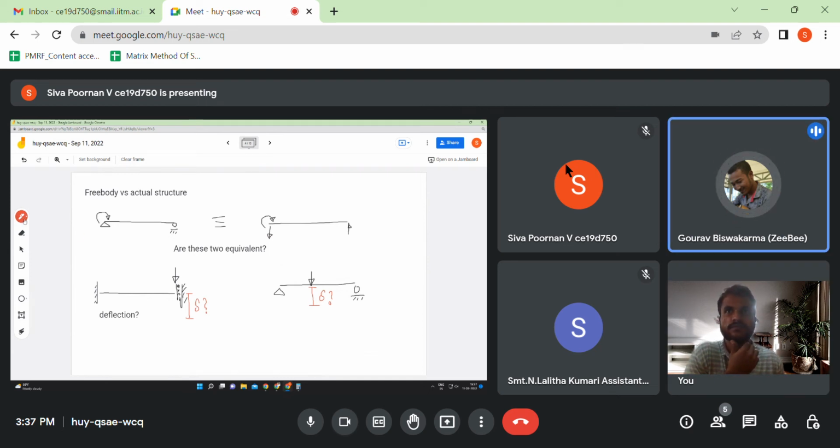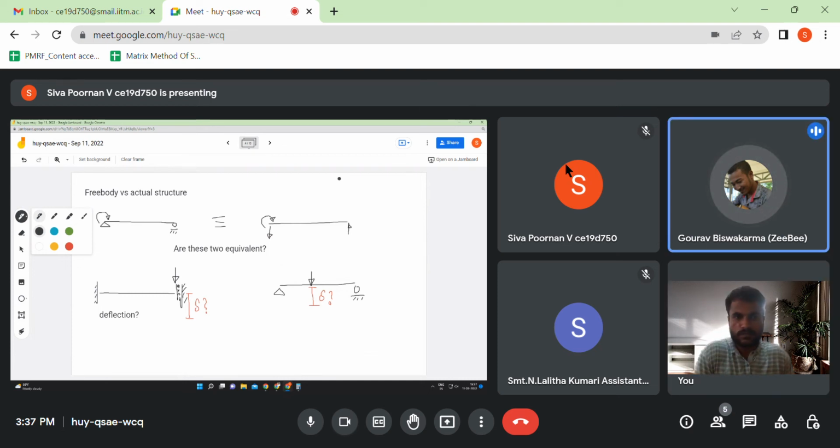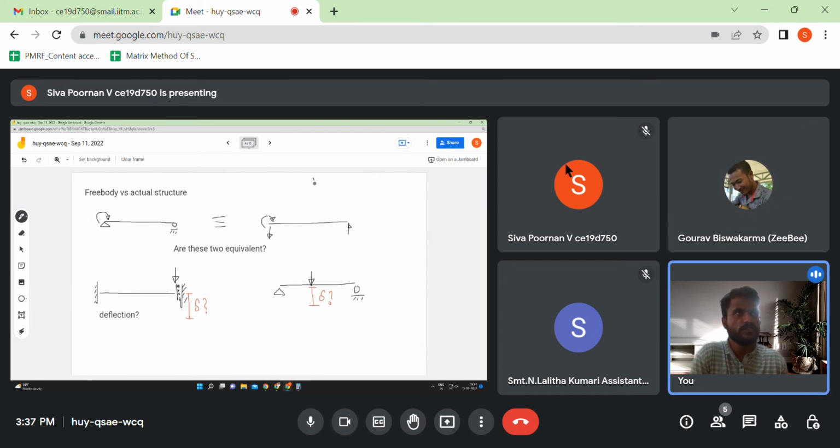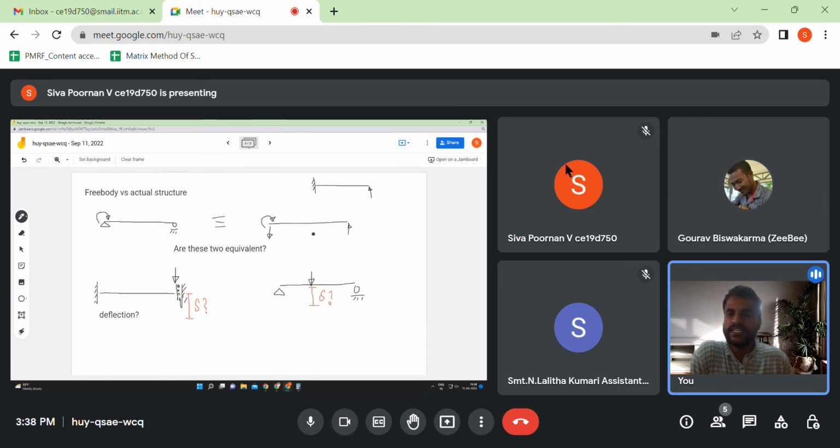It can be a propped cantilever. A propped cantilever with what force? A propped cantilever with an upward force along the support, right? Or you can just have a cantilever. What is the free body for this cantilever? The free body for this cantilever will also be the same thing, right? Yes, yes. So that is the entire thing that I wanted to stress here.